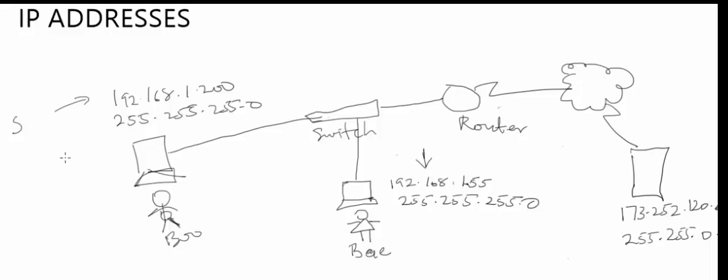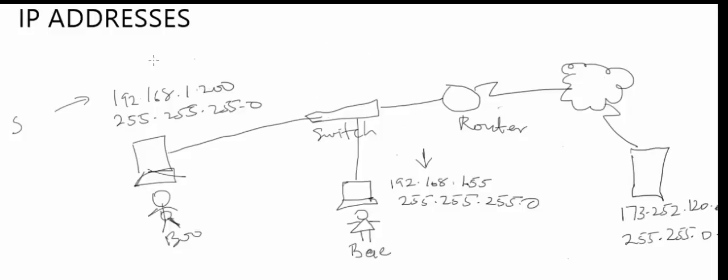So it checks: I am sending to 192.168.1.55. How do I know how to get there? Do I need to get onto the router before I get out into the internet to reach this Bay here, or do I just send it straight on my local network? That is the essence of the subnet mask configured on your network or your system.